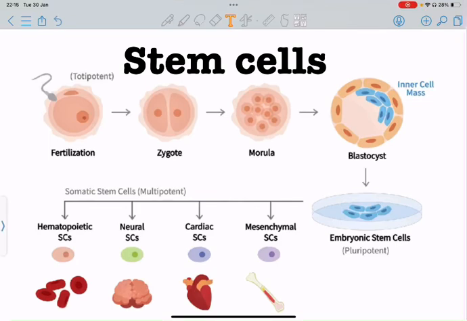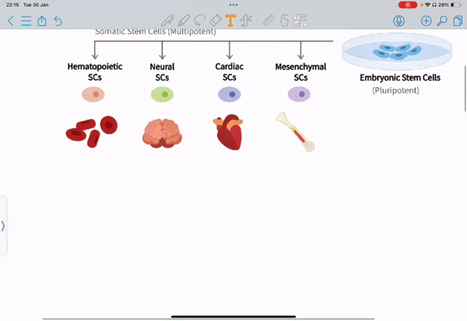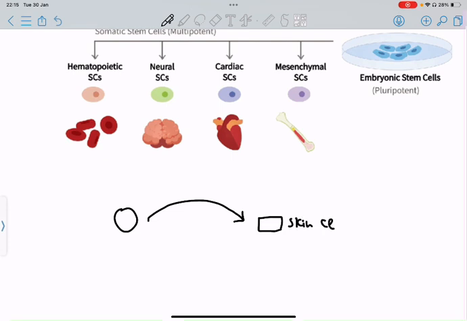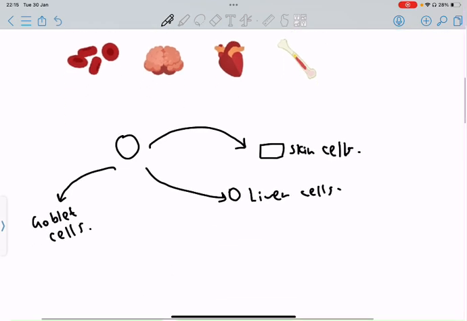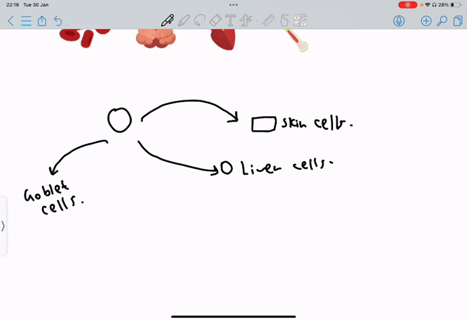Today we'll be looking at stem cells. So what is a stem cell? A stem cell is an undifferentiated cell which divides to give rise to other types. So for example, a stem cell, which can be drawn as just a cell, can be differentiated to form skin cells. It can be differentiated to form liver cells. It can be differentiated to form cells that make up the lining of your intestine, or goblet cells. Basically, it can divide to give rise to any of the 216 human cell types.